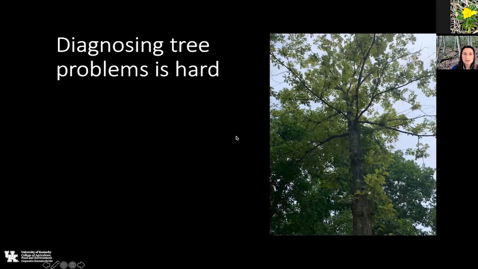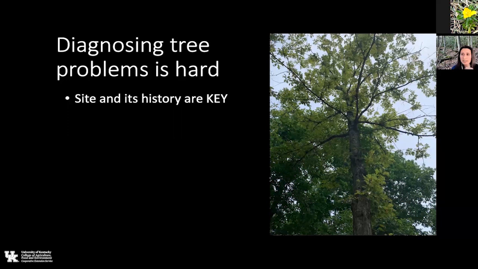So I just want to throw this out here. Diagnosing tree problems is tough. Site and its history are key, because you might be able to diagnose what you see on that leaf, but it doesn't really tell you about the site and the history that might be driving what's happening now in your tree. It can be really hard to pinpoint any one factor sometimes.